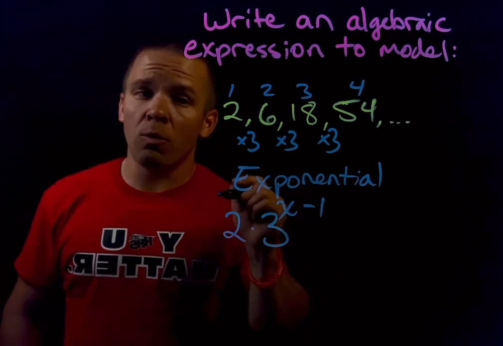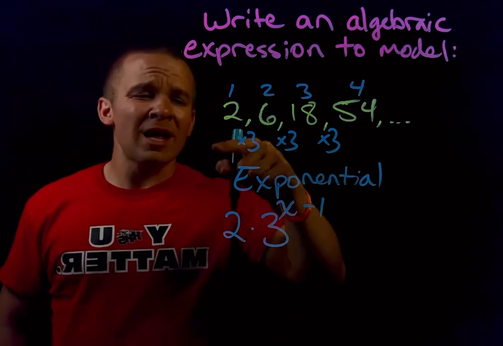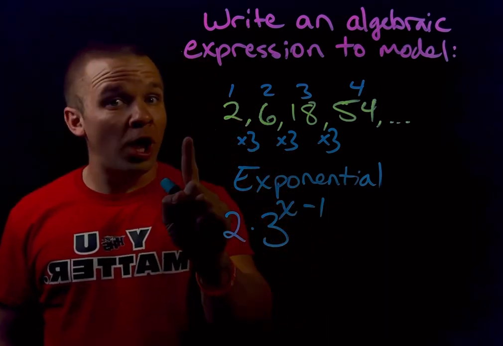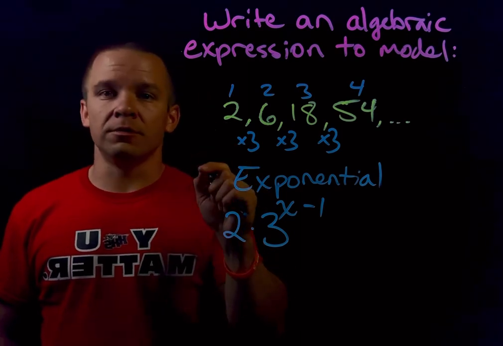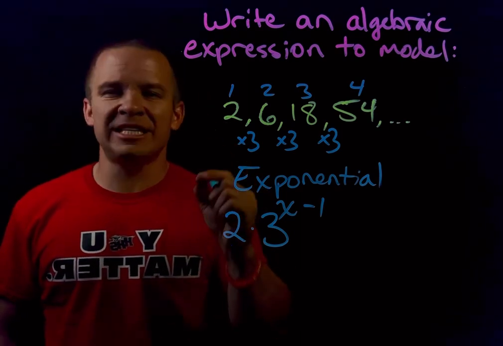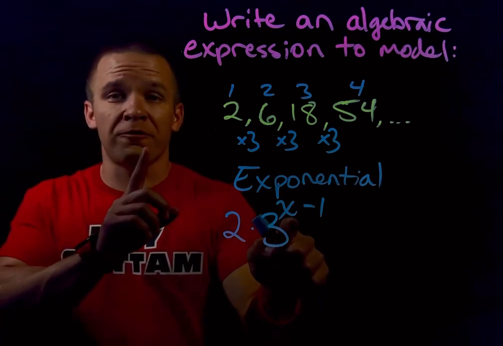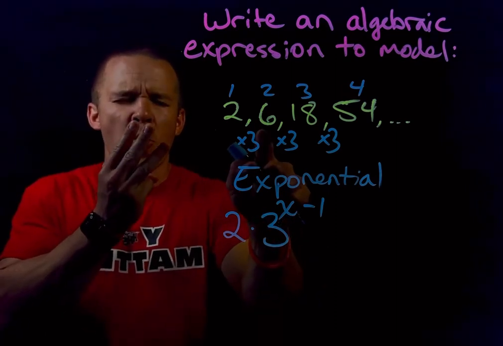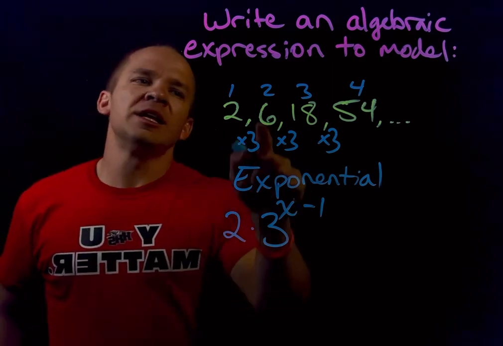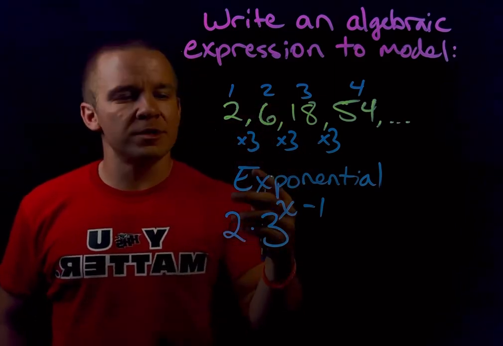Let's see if that works. If I plug in 1, I'm going to have 3 to the 0 power, which is 1. 1 times 2 is 2. So far, so good. Let's see if we can get it again. Plug in 2. I get 2 minus 1 is 1. 3 to the first is 3 times 2 is 6. Let's see if it works for 3. I don't know, man. Will it? We'll see. Plug in 3.